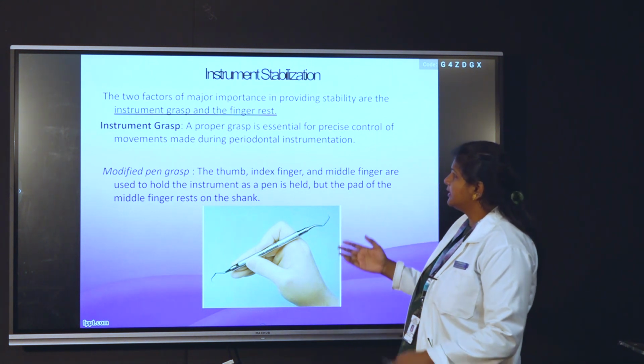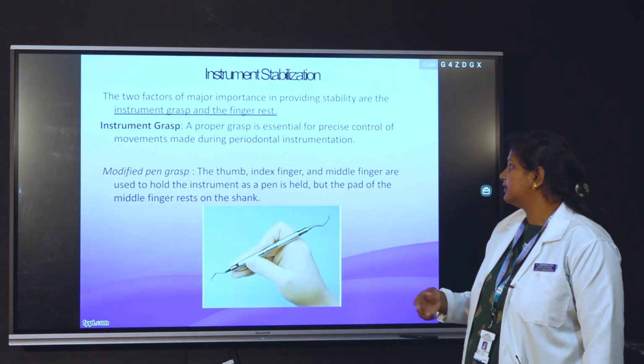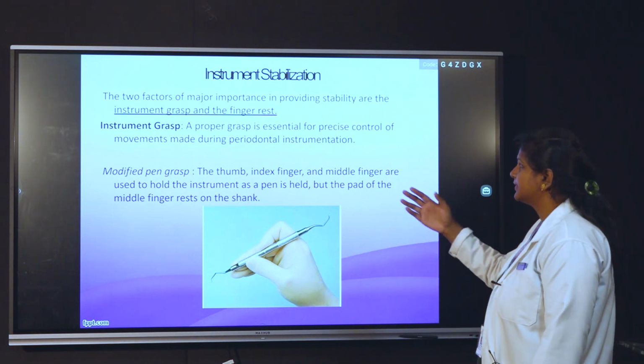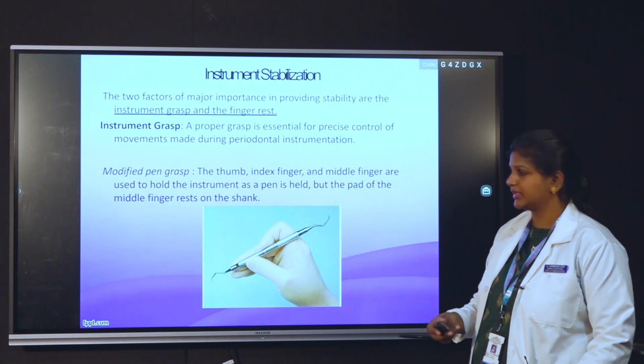So we attain instrument stabilization with the instrument grasp and instrument activation. First we'll deal with the instrument grasp. We have a modified pen grasp.